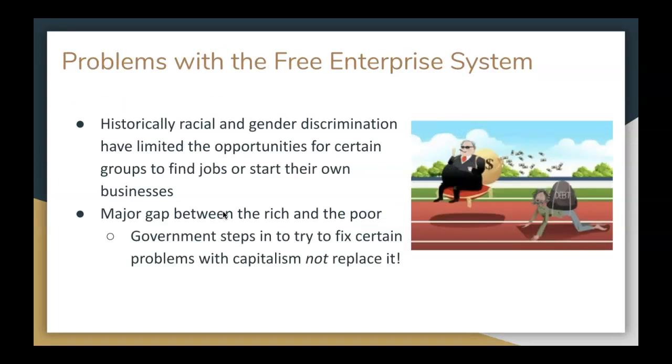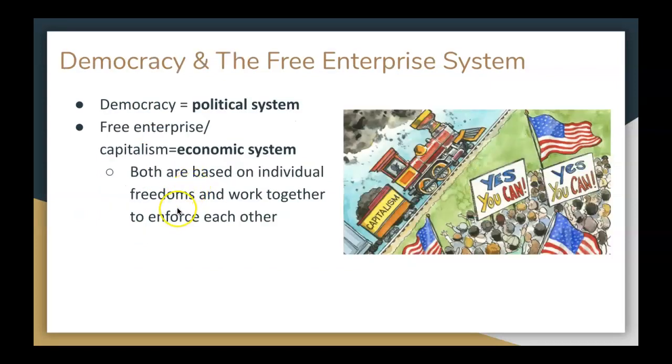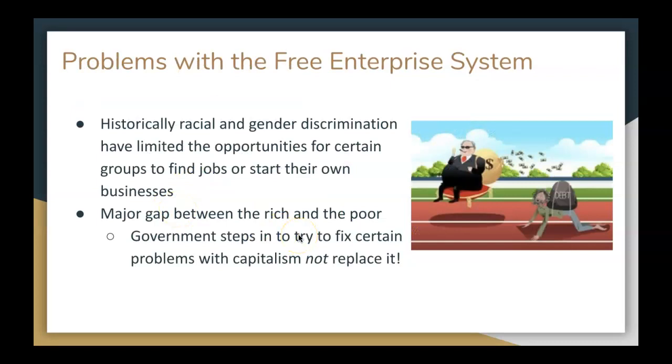Let's be fair, though. There are some problems with our free enterprise system. Part of being a civics and government student means identifying the drawbacks of every type of thought and also philosophy, whether it comes to government or economics. Historically, racial and gender discrimination have limited the opportunities for certain groups to find jobs or to start their own businesses. There seems to be a major gap as well between the rich and the poor. Government's job is to try to step in to fix these problems with capitalism and not replace these economic philosophies fully.